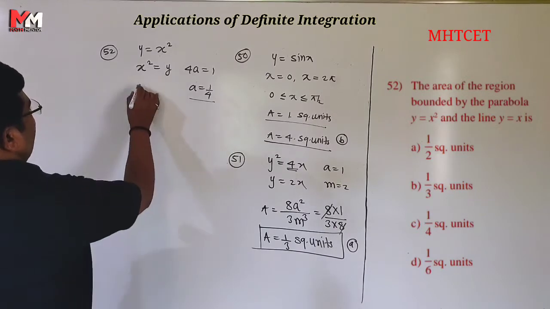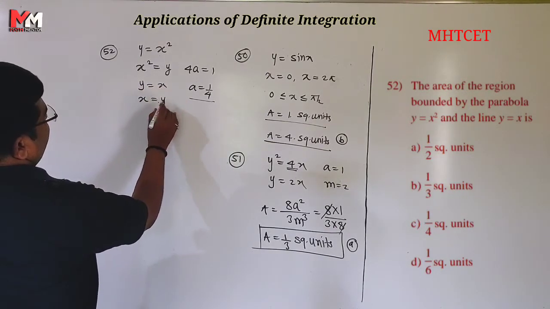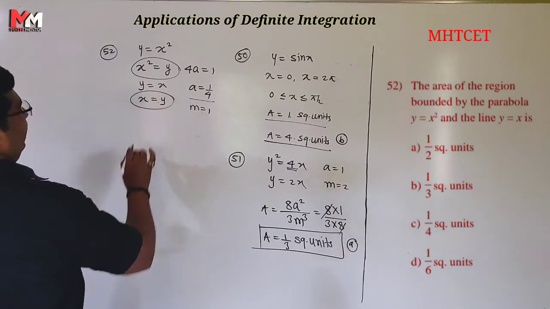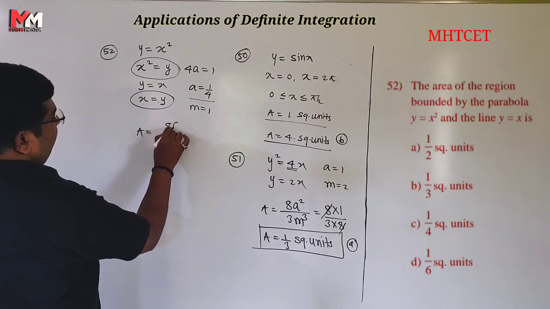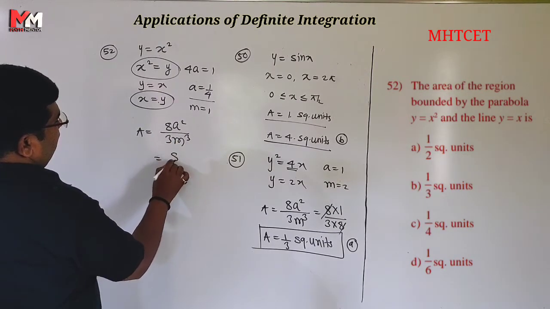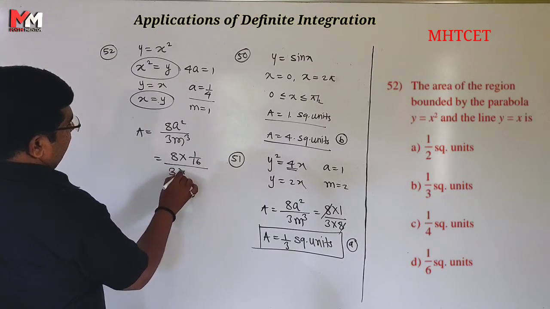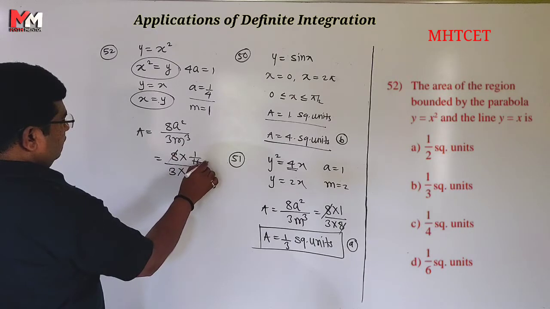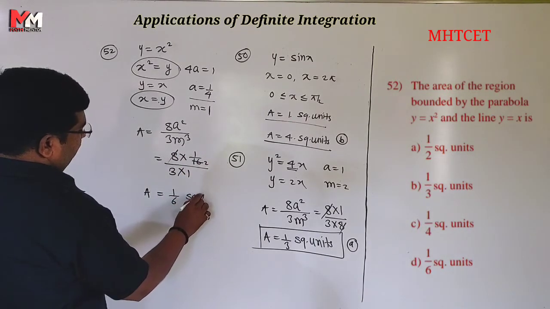And the line is y is equal to x. Here the value of m is 1, m is equal to 1. So this is the parabola, this is the line. Same shortcut here: area is equal to 8a squared by 3m cubed. a squared is 1 by 16, m cubed, 1 cubed is 1. 8 twos are 16, 2 threes are 6. So the area is 1 by 6 square units.